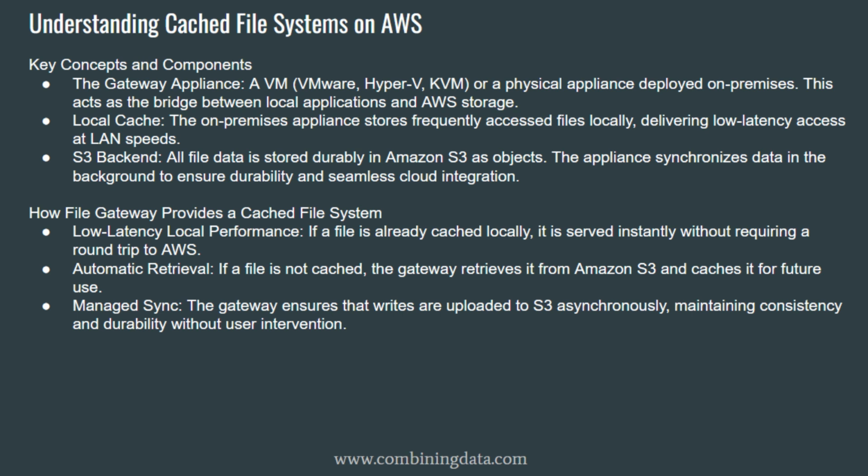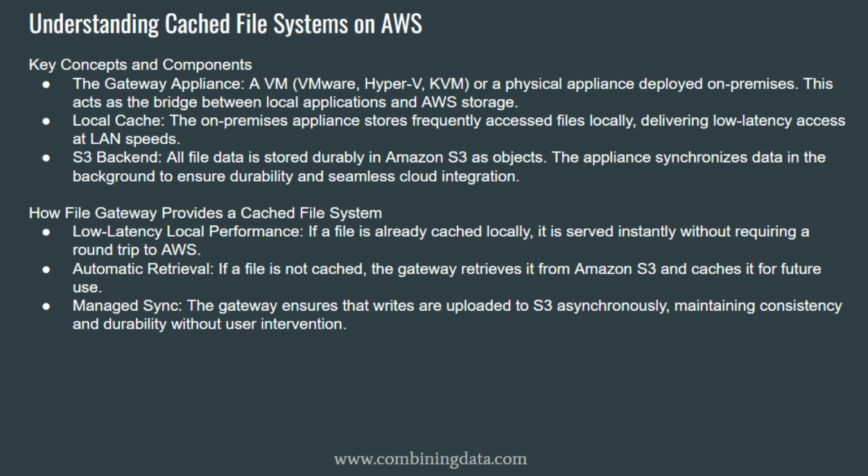At the heart of this solution is the Gateway appliance. This appliance can be deployed as a virtual machine on VMware, Hyper-V, or KVM, or as a physical appliance. The gateway sits inside the on-premises environment and acts as a bridge between local applications and AWS.